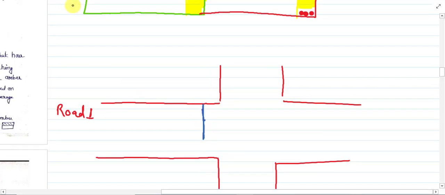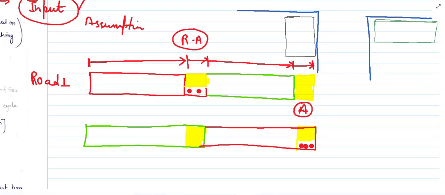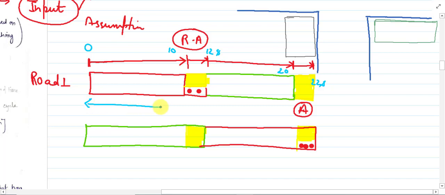Suppose I take this time for you. Here is the time 0. At this position the time will be 10 seconds. This is 12 seconds. When it reaches here we will provide 20 seconds, and this is 22 seconds. So the total length of this signal will be 22 seconds. Out of this 22 seconds, 10 seconds are considered for red time, 2 seconds for red amber time, 8 seconds for green time, and the remaining 2 seconds for amber time.